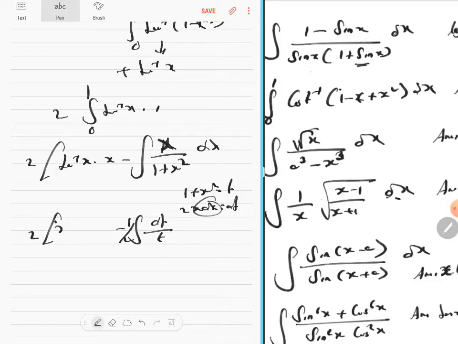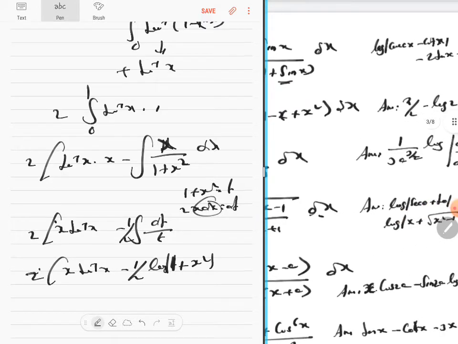So this is x into tan inverse of x minus 1 by 2 into log t, which is log of mod of 1 plus x square. And whatever is your answer, just check it out.